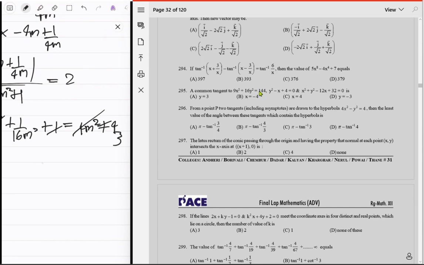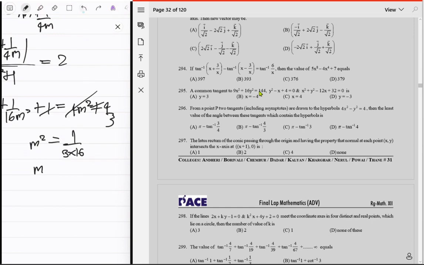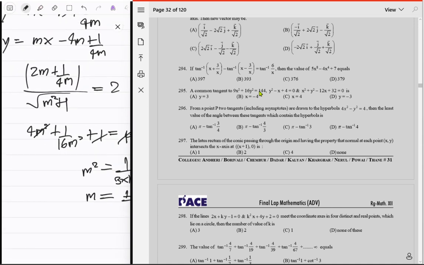So 1 upon 16m squared equal to 1 upon 3, like m squared is just equal to 1 upon 3 times of 16. So m equal to plus minus that, right? So plus minus 1 upon 4 square root of 3, right? And that's not there for some reason. Okay, this is not going good. Something else, right? Something else.